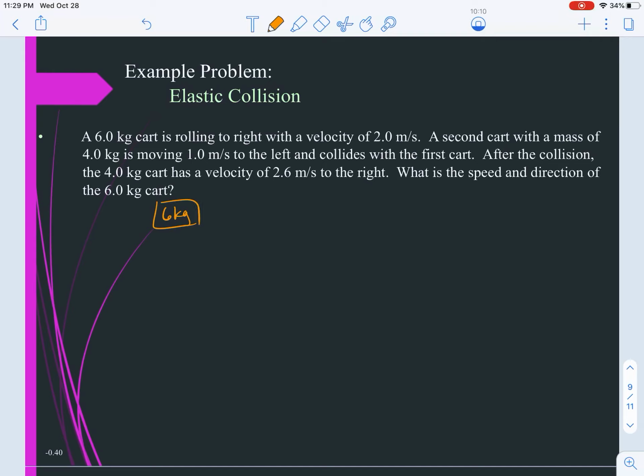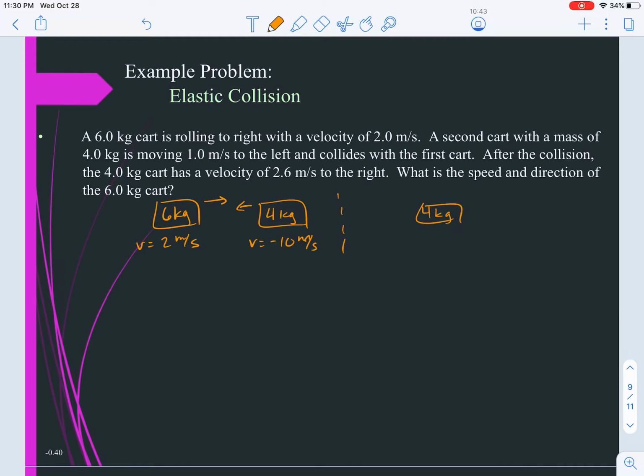All right, here's another example. We have a 6 kilogram car, and it is rolling to the right with a velocity of 2 meters per second. A second cart with a mass of 4 kilograms is moving at 10 meters per second to the left. Remember, velocity is a vector, so you must list this as a negative 10.